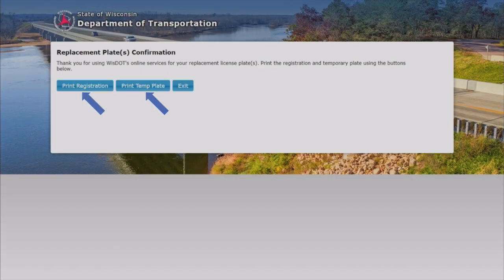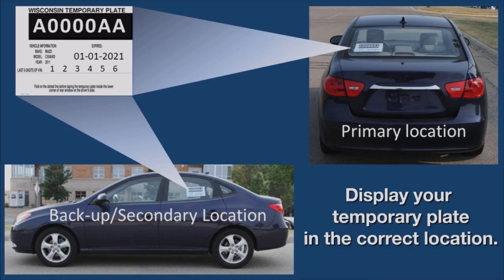Temporary plates are only issued for vehicles with a classification of auto or light truck with a gross weight of 8,000 pounds or less. Your temporary plate should be displayed in the lower corner of the rear window on the driver's side of the vehicle. If you are unable to display the plate in the primary location, you may display it in the rear passenger window on the driver's side of the vehicle.